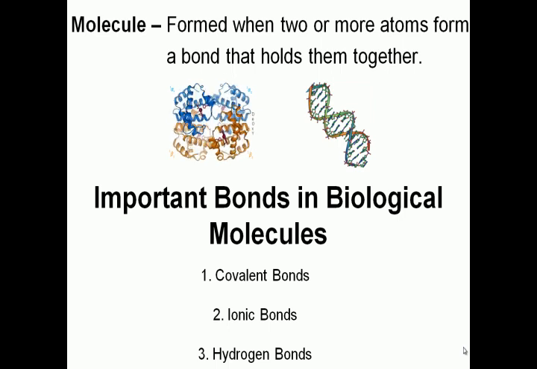Molecules are formed when two or more atoms form a bond that holds them together. We can have molecules that are very small, like oxygen, or we can have molecules that are quite large, such as most proteins, lipids, nucleic acids. All types of biological molecules tend to be quite large.